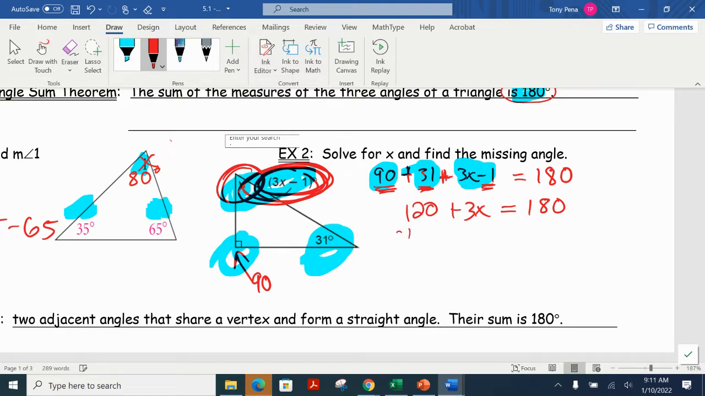And then from here, I think most of us are good. You're going to subtract that 120 over, 3x is going to equal 60. All right, divide by that 3, and then x is going to equal 20.